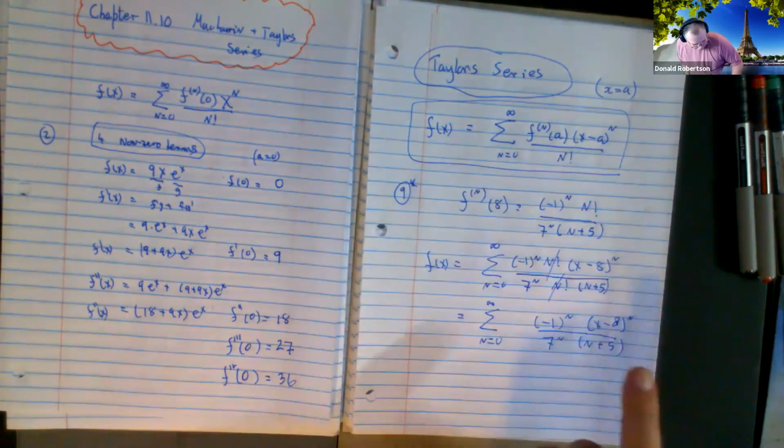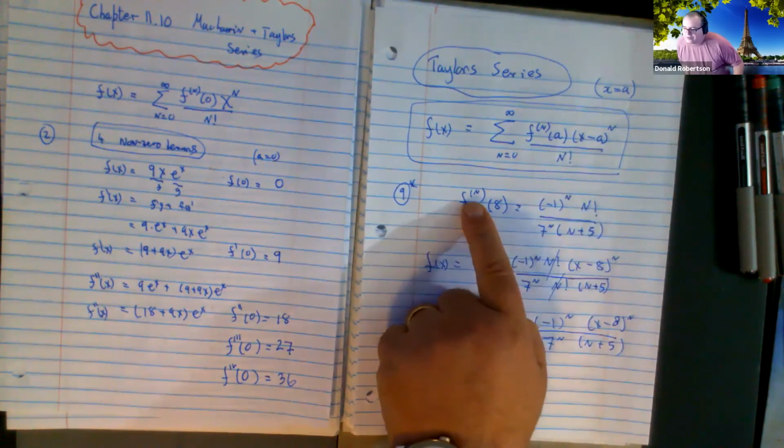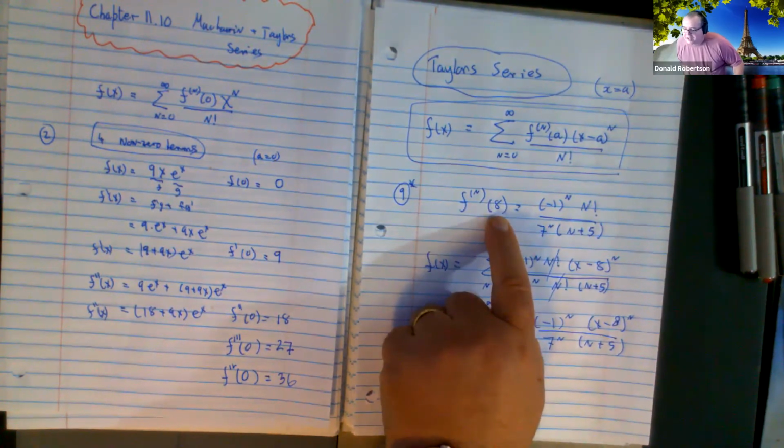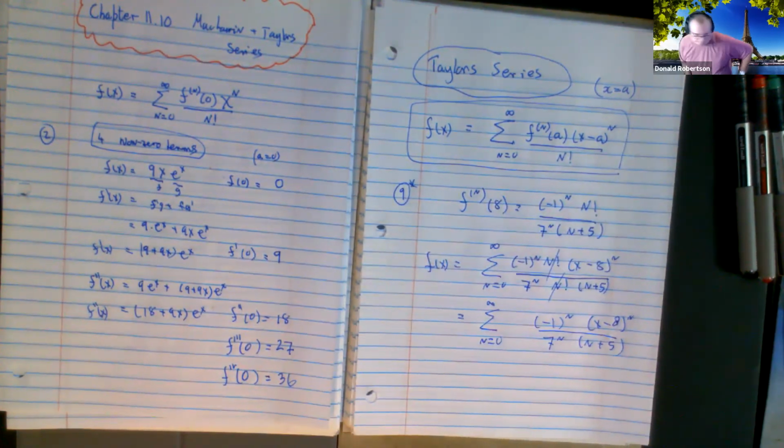And for those, you're going to have to figure out how to get a formula for the nth derivative, instead of at 0, the nth derivative at 8 or 2 or whatever the center happens to be.